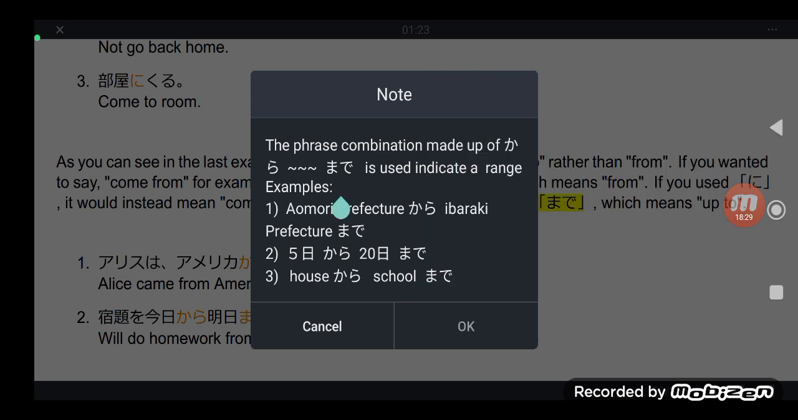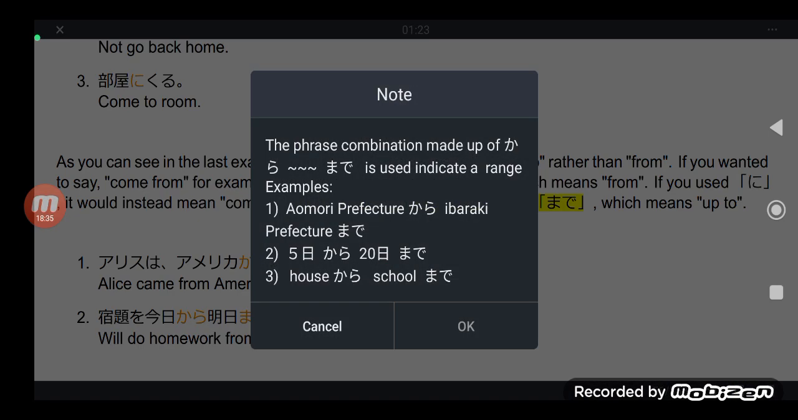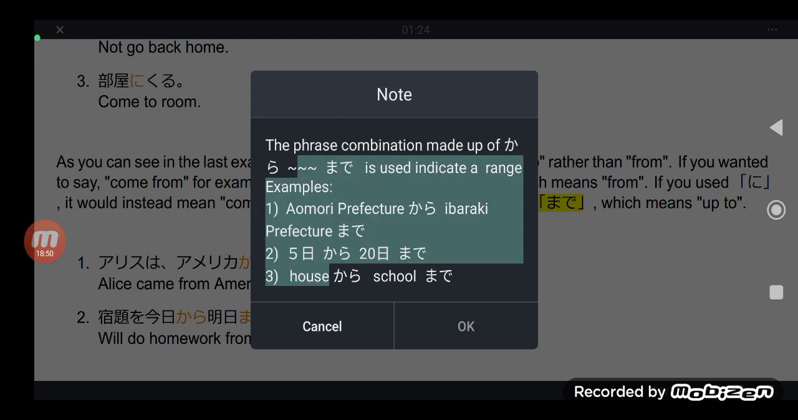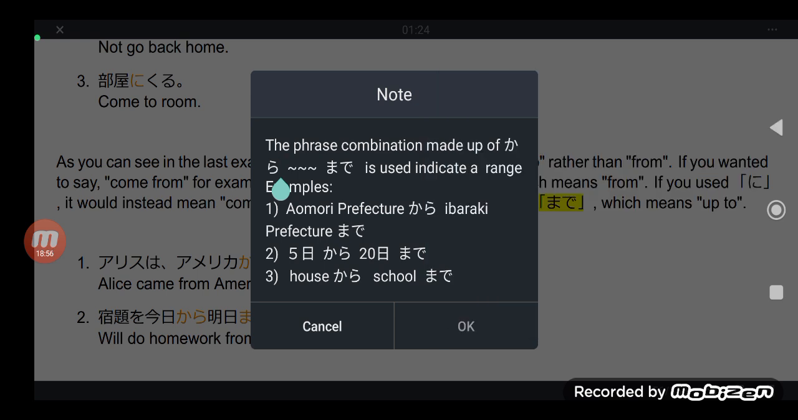So that expression, kara then blah blah blah made, indicates a range. For example, a range of action. Aomori Prefecture kara Ibaraki Prefecture made. So probably a train ride from Aomori down to Ibaraki Prefecture.